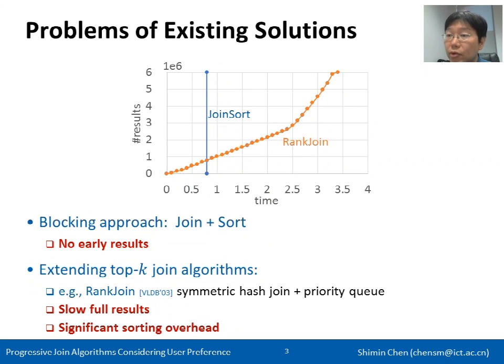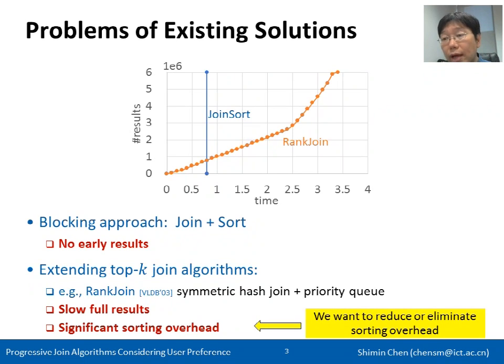However, if we extend rank join to progressively compute all join results, rank join will take a really long time. It incurs very significant sorting overhead. We would like to reduce or even eliminate the sorting overhead.